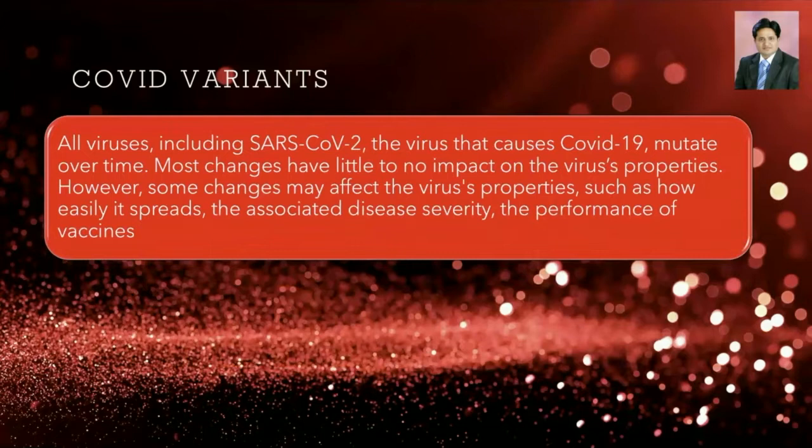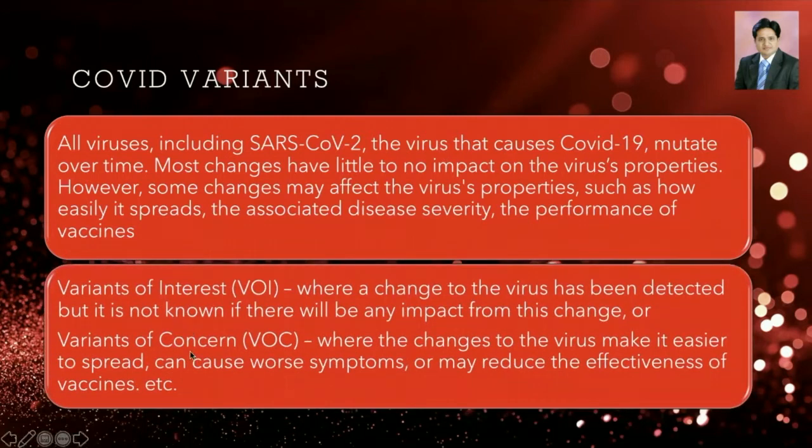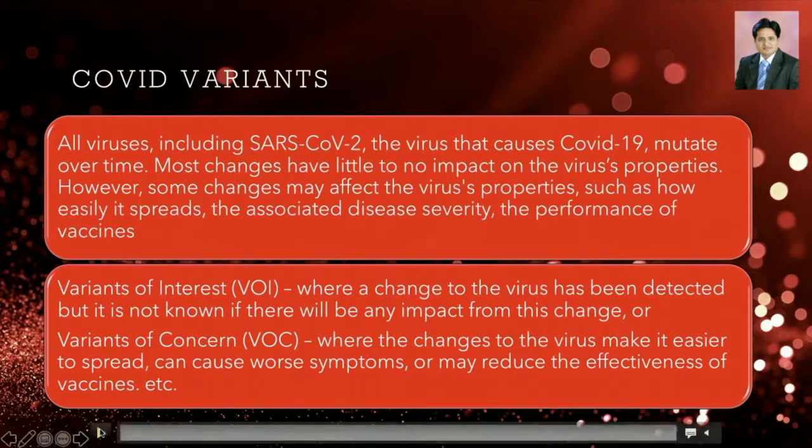So all viruses, including SARS-CoV-2, the virus that causes COVID-19, mutate over time. Most changes have little or no impact on the virus's properties. However, some changes may affect the virus properties, such as how easily it spreads, the associated disease severity, and the performance of the vaccines. Now, there are two types of variants, the variants of interest and variants of concern.